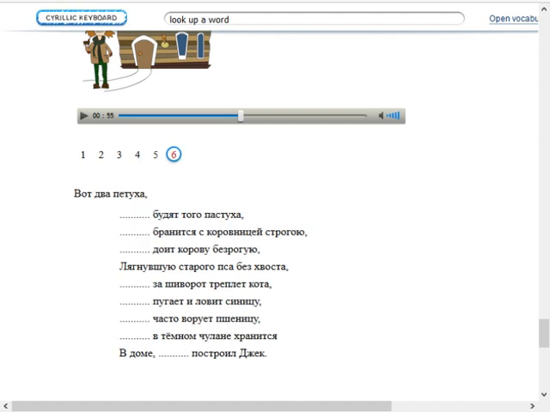And finally, вот два петуха. Here are 2, I don't know what петухи are either, so let's go ahead and translate this. If you folks are still watching, I think this is just like a fun, okay.